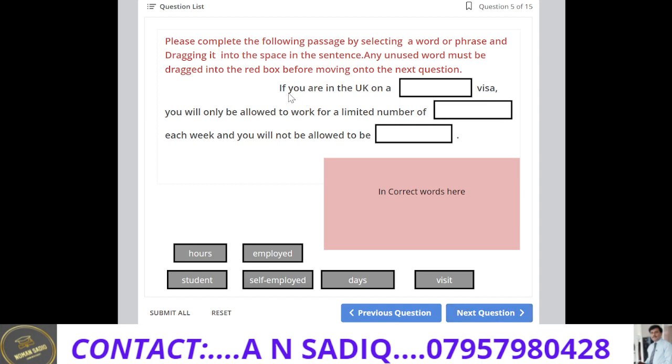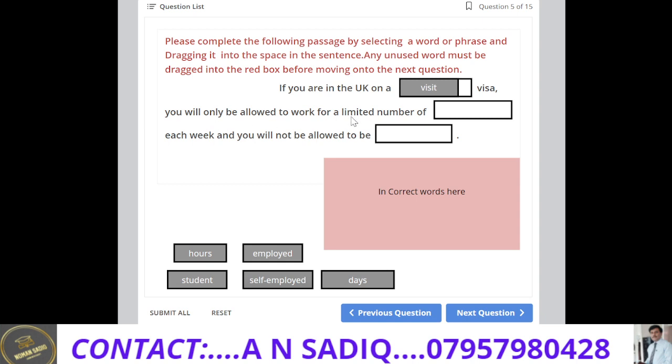So the question is, if you are in the UK on gap, there is a blank space visa, you will only be allowed to work for limited number of, again there is a space, each week, and you will not be allowed to be, again there is a blank space. So let's choose the appropriate words from here and fill these gaps. If you are in the UK on days, no. Employed, no. Hours, no. Student, no. Self-employed, no. You are on the visit visa. So it should be either visit visa or student visa.